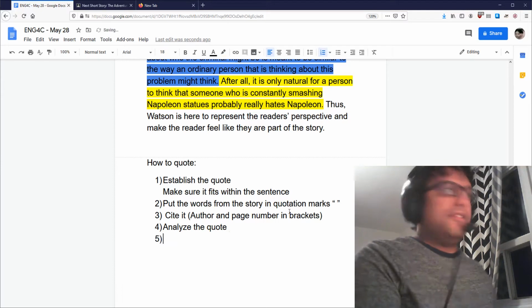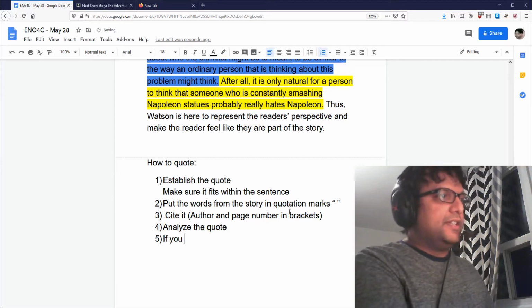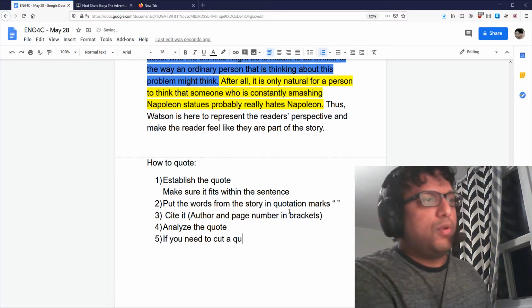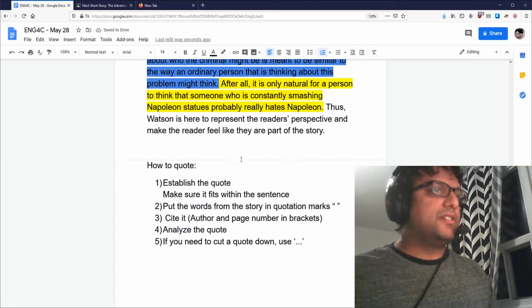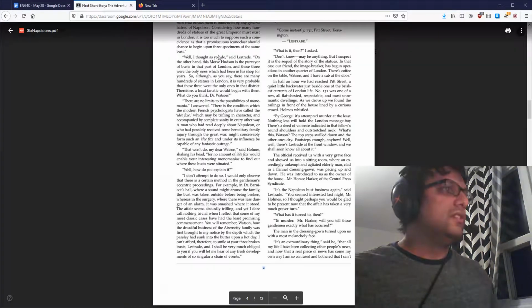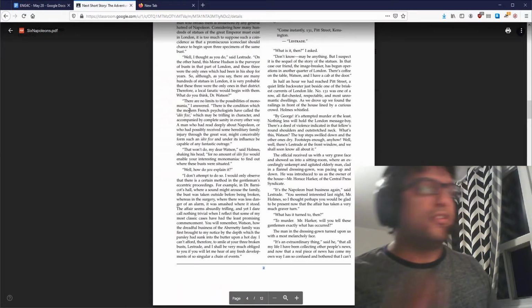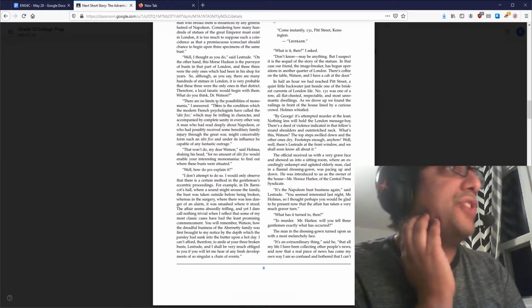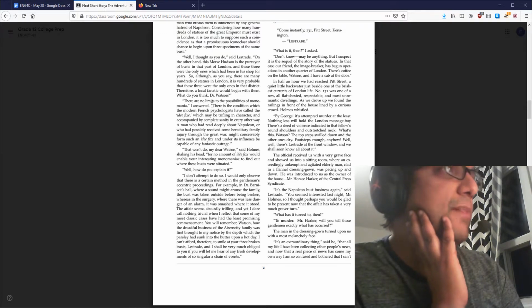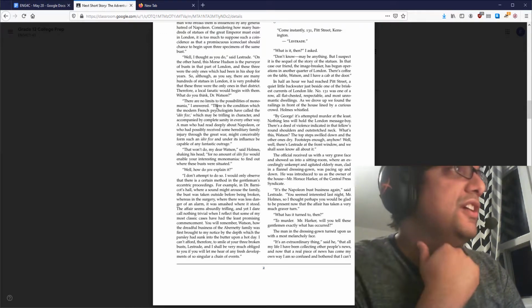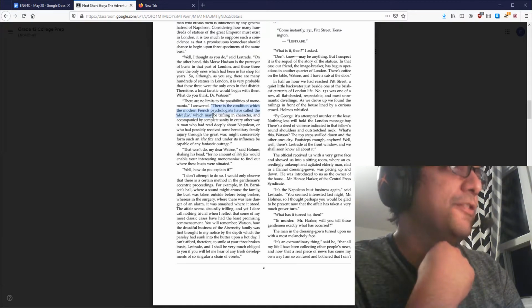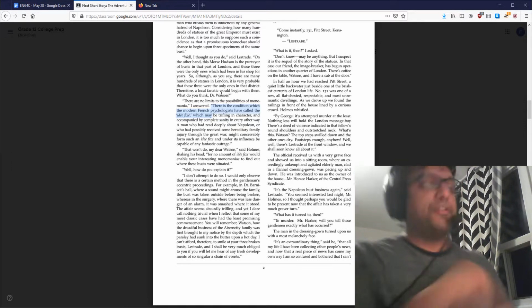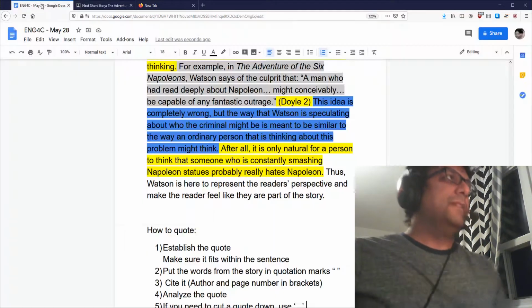Now, very quickly, one other thing. If you need to cut a quote down, use ... right? So, if you look at the original quote here, this is from the second page of the 3 students. You'll notice it's very long, right? There is the condition which the modern French psychologists have called the idea fixe, which may be trifling in character and accompanied by a complete sanity in every other way, blah, blah, blah, blah, right? So he talks a lot.